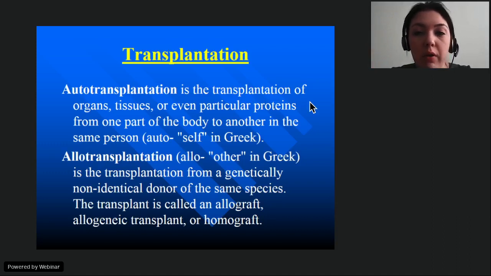Allotransplantation. Allo means other in Greek. It is a transplantation from a genetically non-identical donor of the same species. So the transplant is called allograft, allogenic transplant, or homograft. So allo or homo, it is actually the same.